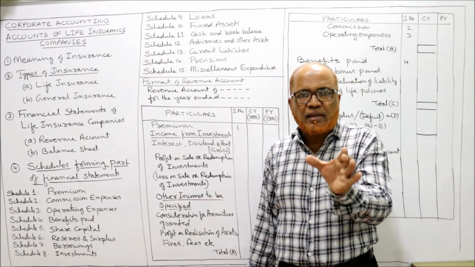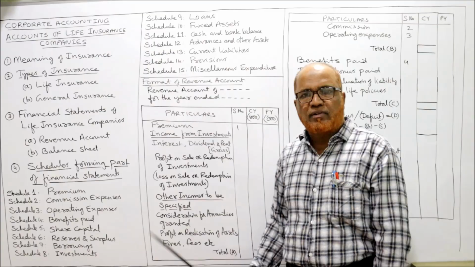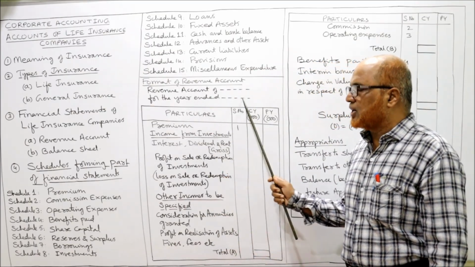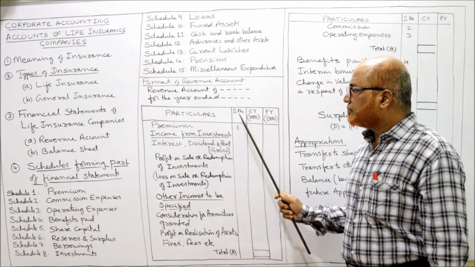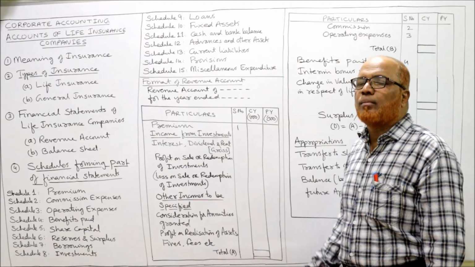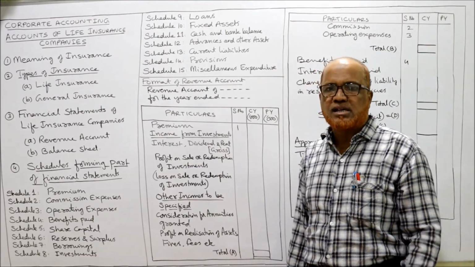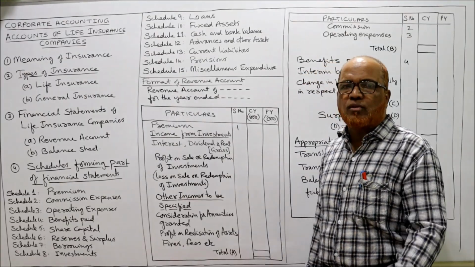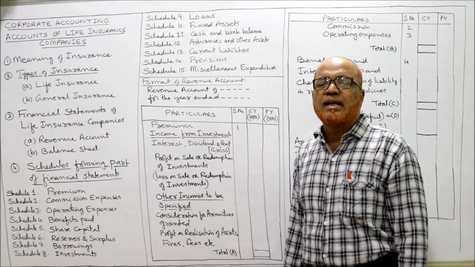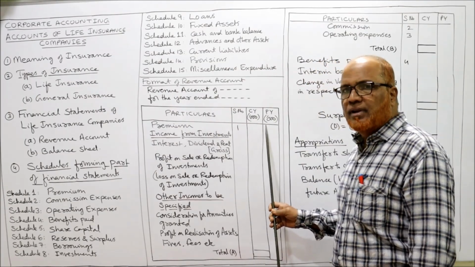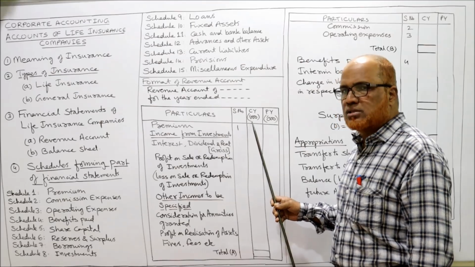So whenever we prepare the revenue account of a life insurance company, we have to prepare in this format. The revenue account of dash for the year ended dash. Particulars. Schedule number. Current year, previous year. According to the format, we are required to show the amount figures of the current year as well as for the previous year. But in our problems, we are not provided any information about the previous year. So we'll omit this column. We'll write down only current year, rupees in thousands.